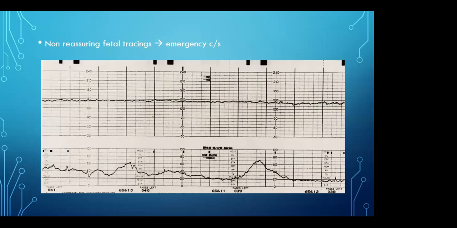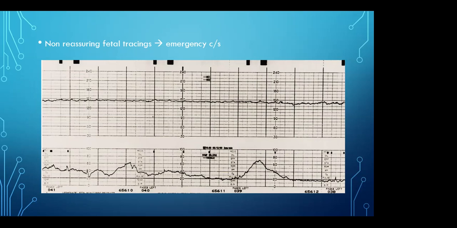At around 1:30 in the morning, it was decided that she would go to emergency C-section because of what I imagine was a fetal heart tracing that looks something like this. So the baby is noted to be tachycardic. This isn't really tachycardic, but you'll notice that there's not very much variability in the fetal heart tracing in the top. So you should see variability in that top line, and otherwise it's a bad sign.